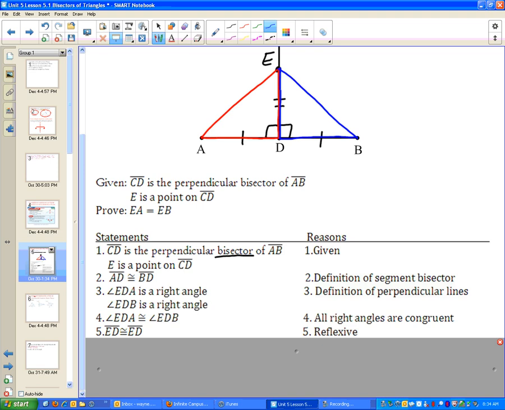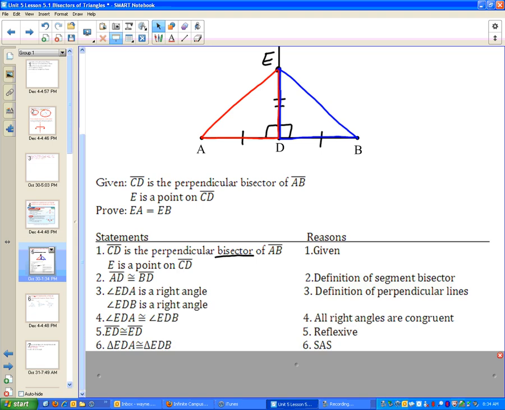Is there any way I could prove that red triangle is congruent to that blue triangle? Yeah. Is that going to be helpful in any way? Some of y'all see where I'm going with this, don't you? Okay. Triangle EDA, the red one, is congruent to triangle EDB, the blue one.